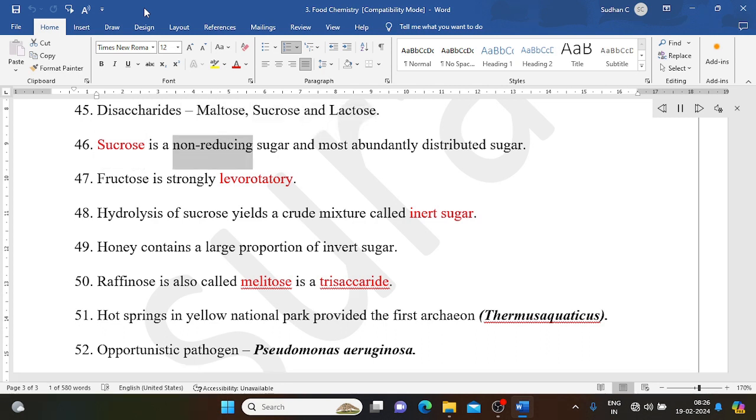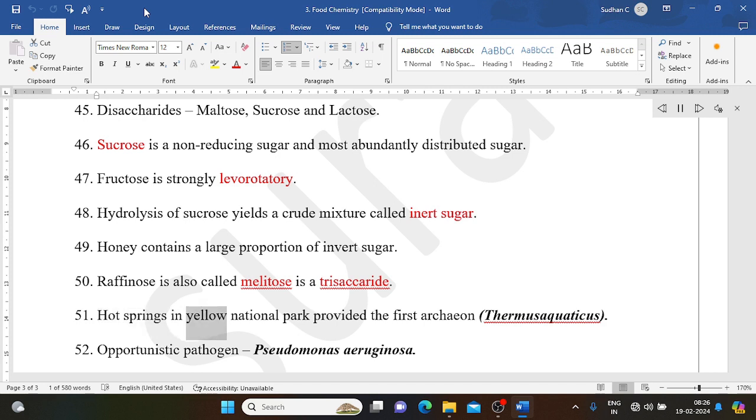Sucrose is a non-reducing sugar and the most abundantly distributed sugar. Fructose is strongly levorotatory. Hydrolysis of sucrose yields a mixture called invert sugar. Honey contains a large proportion of invert sugar. Raffinose, also called melitose, is a trisaccharide.